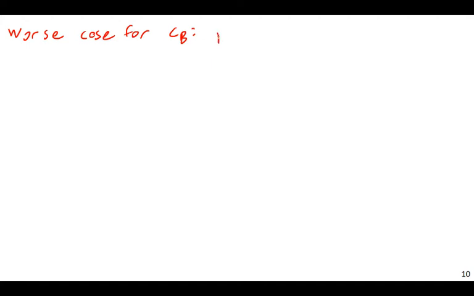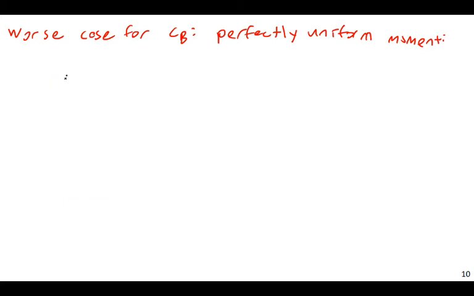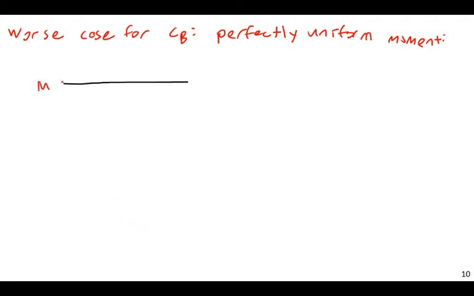The worst case is a perfectly uniform moment. So if you had a moment diagram like this, a nice, perfectly uniform distribution. Now, this makes calculating a shear and bending moment diagram easy. The way you could get this is, what would actually produce this? An example would be a cantilever with a couple at the end of it. That's how you could actually get this one fairly easily.